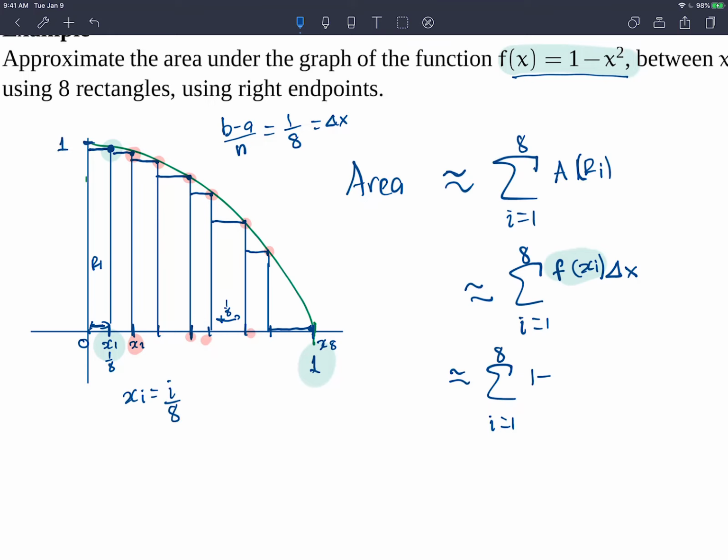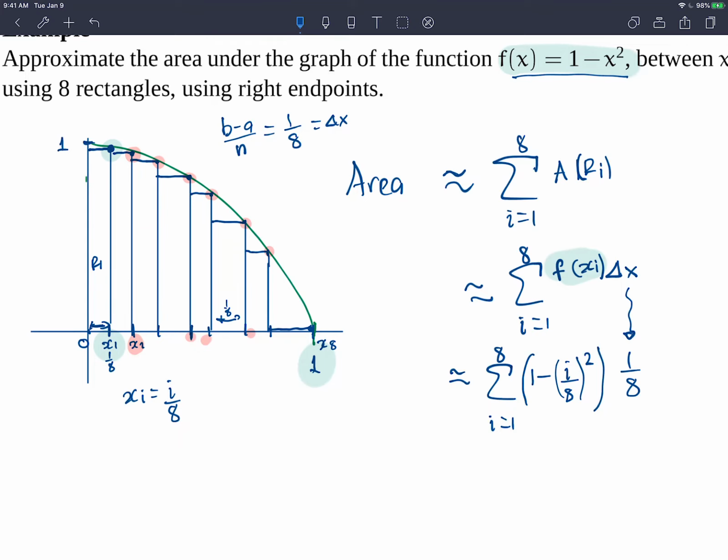The x1 is 1/8, x2 is 2/8, and so forth. So instead of writing 1 minus xi squared, I'm going to write 1 minus i over 8 squared. So that's my function. And my delta x is 1/8, so I'm going to write it like that, and I still have the 1/8 over here. That 1/8 is this delta x that's constant for every rectangle.